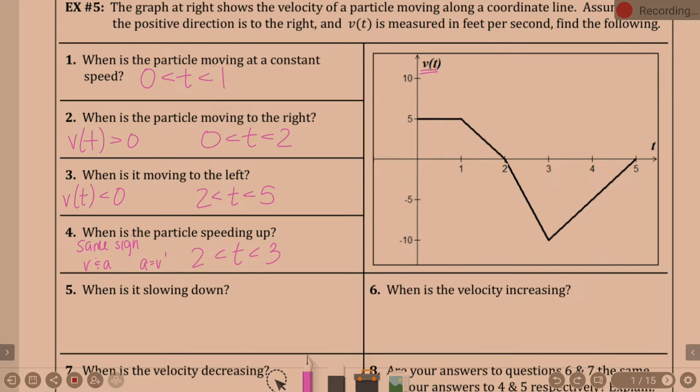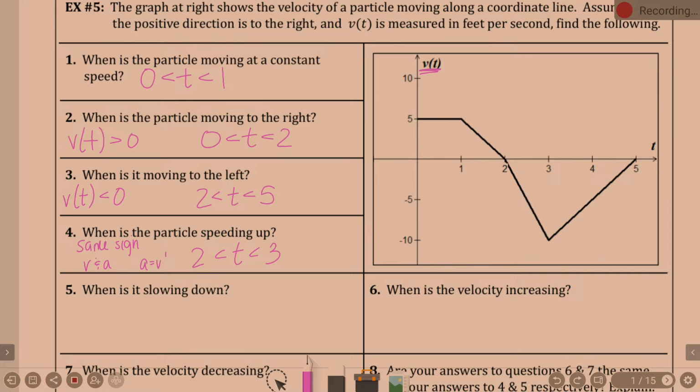So 4, we flipped back in the notes a couple of pages and there was that table, when does something speed up? A particle is speeding up when velocity and acceleration have the same sign. What you have to remember here is we are looking at a velocity graph. So velocity is based on where the location of the graph is. When the graph is above the x-axis, velocity is positive. When the graph is below the x-axis, velocity is negative.